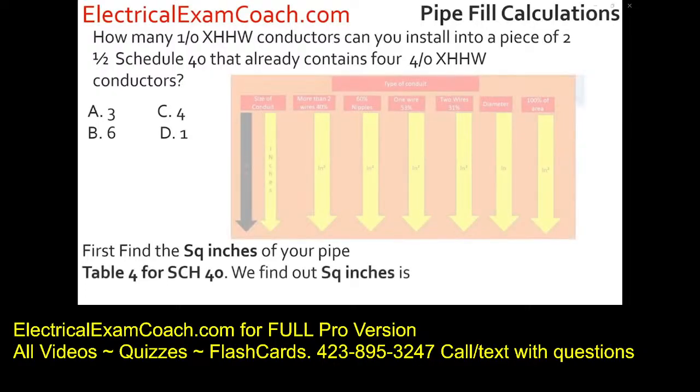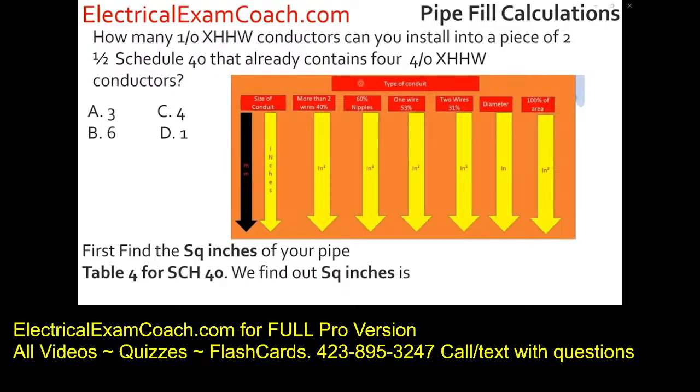When we get there, we're first going to verify that we are in the right type of conduit. Then we come over to the left and find our size of conduit. Then we come over to the 40% column because we have more than 2 conductors. And we're going to find that for this conduit, it's 1.878.